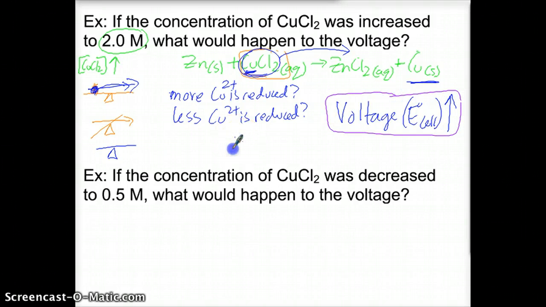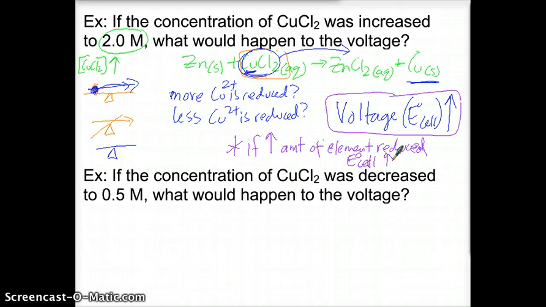So key point: if we increase the amount of element reduced, then E naught of cell increases.